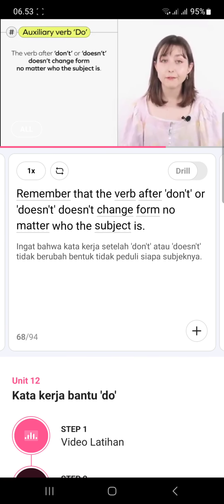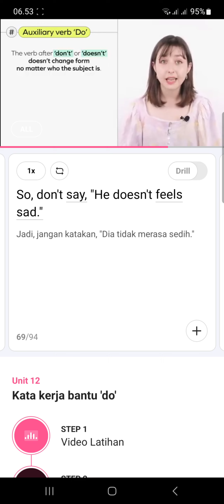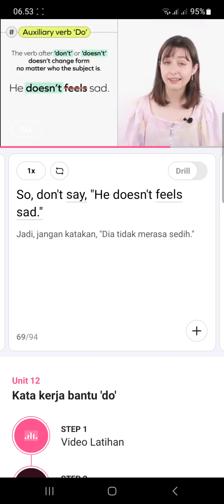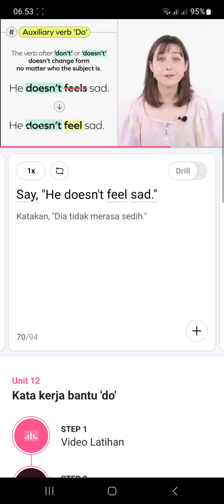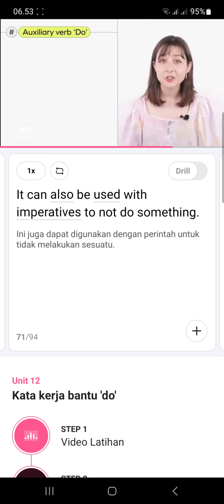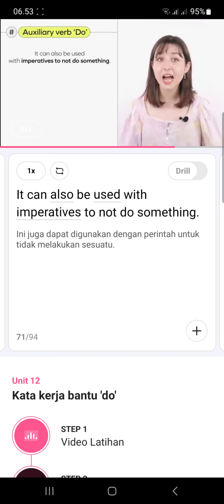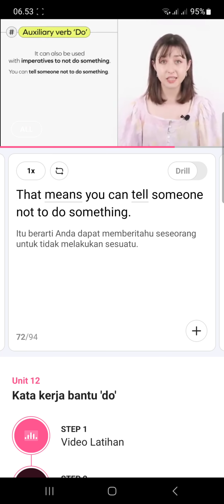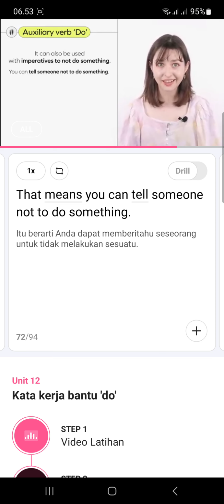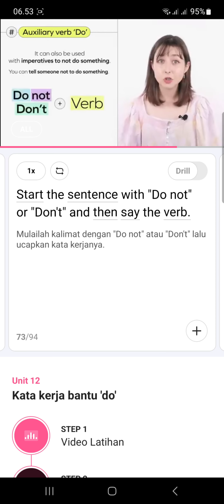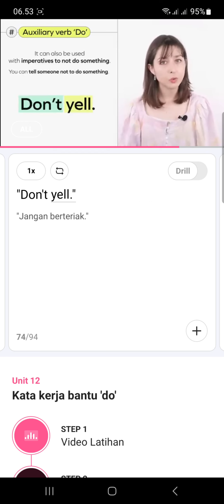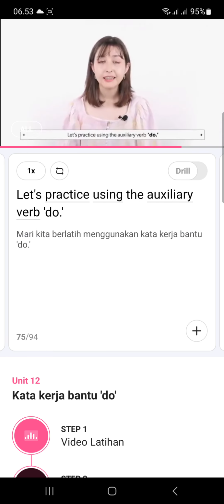Remember that the verb after don't or doesn't doesn't change form no matter who the subject is. So don't say, he doesn't feels sad. Say, he doesn't feel sad. It can also be used with imperatives to not do something. That means you can tell someone not to do something. Start the sentence with do not or don't, and then say the verb. Don't yell. Let's practice using the auxiliary verb do.